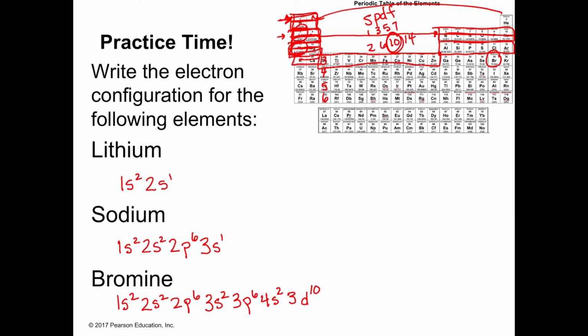And then it is in the 4P though, right? Remember, when we switch back to the P, we switch back to the numbering system we had going on before. So this is 4P, and it is the 5th one in the 4P, so we write 4P5.